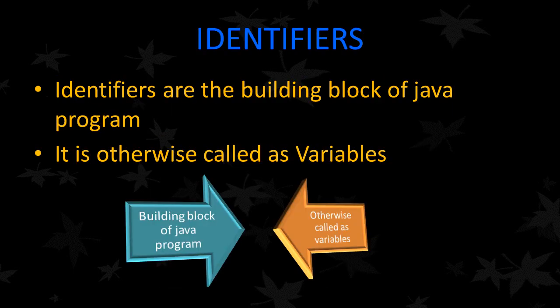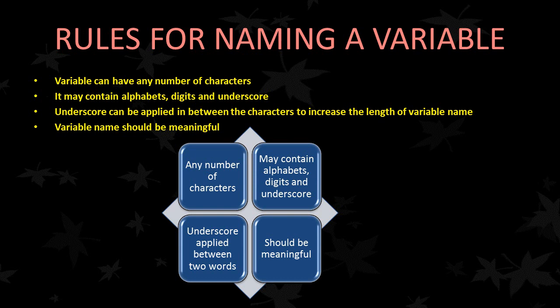Identifiers are the building blocks of a Java program. It is otherwise called variables. Rules for naming a variable: a variable can have any number of characters. It may contain alphabets, digits and underscore. Underscore can be applied in between the characters to increase the length of the variable name. Variable name should be meaningful.